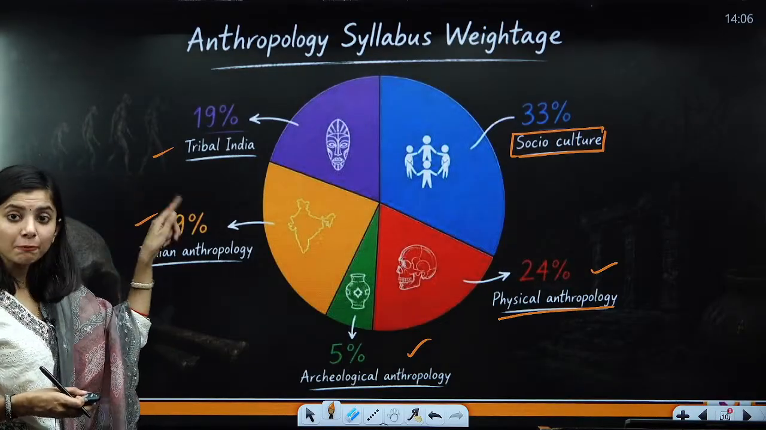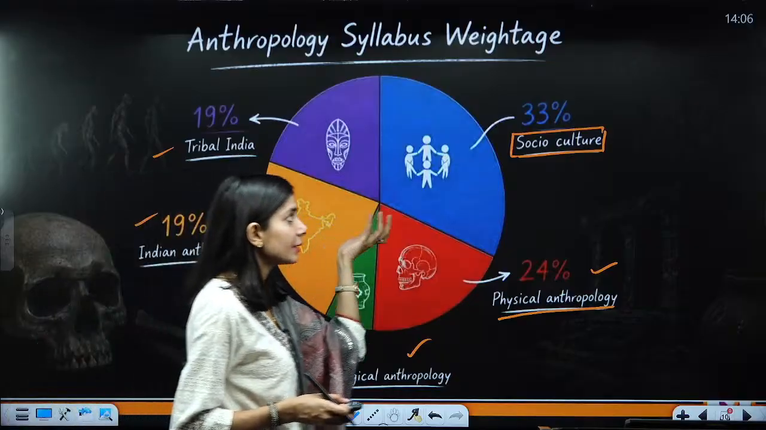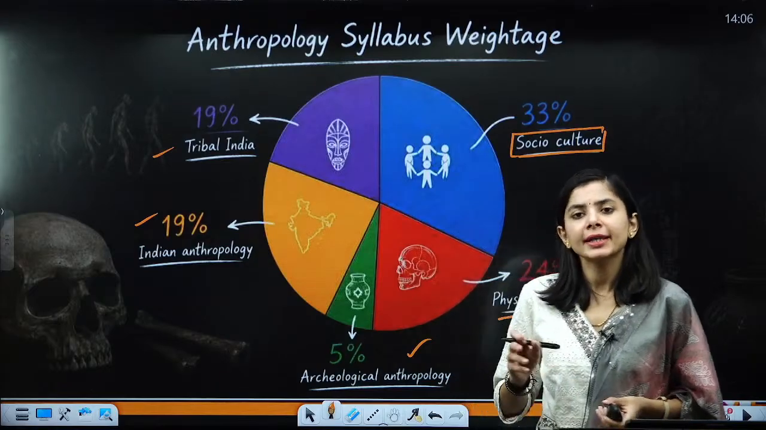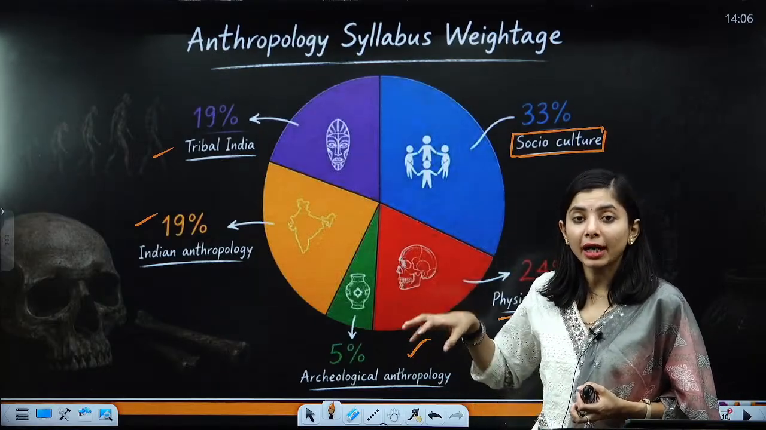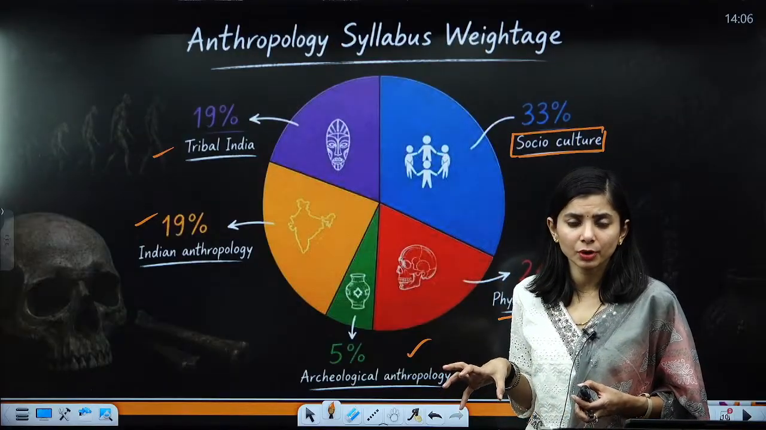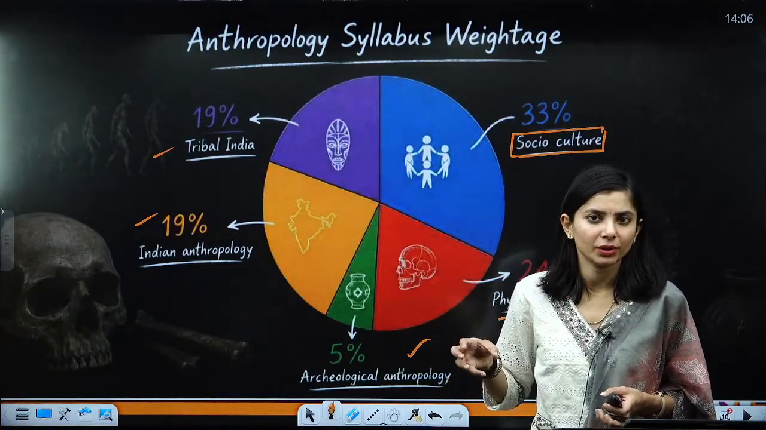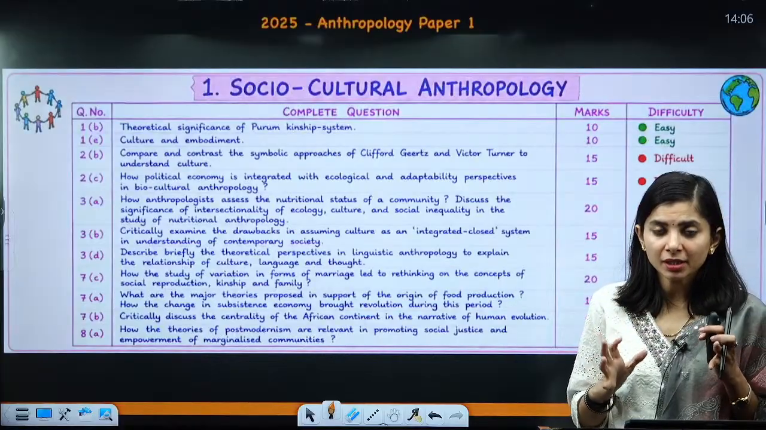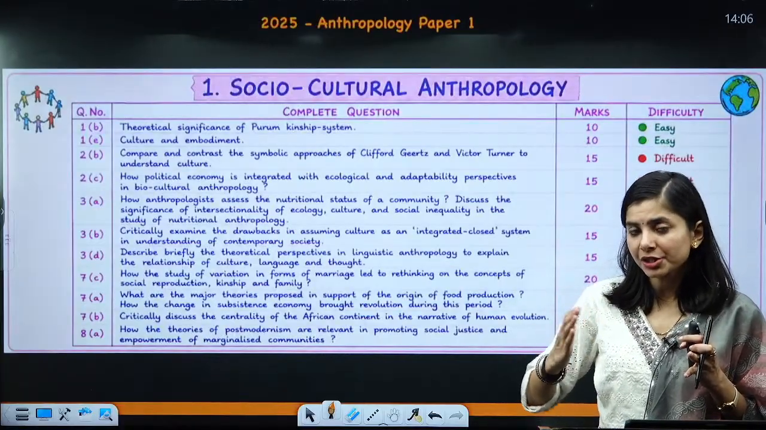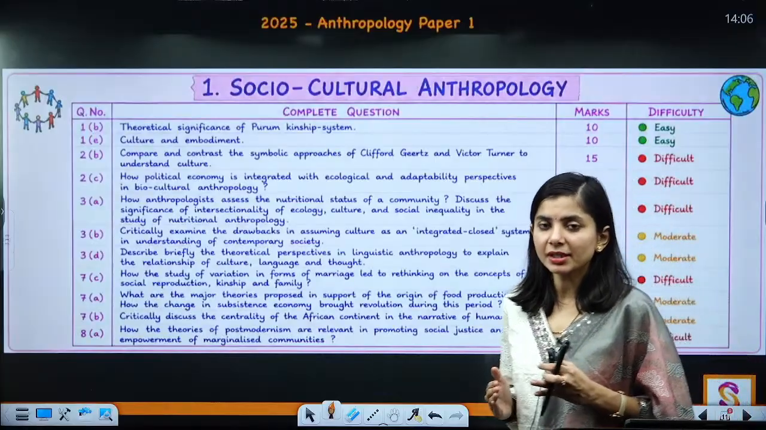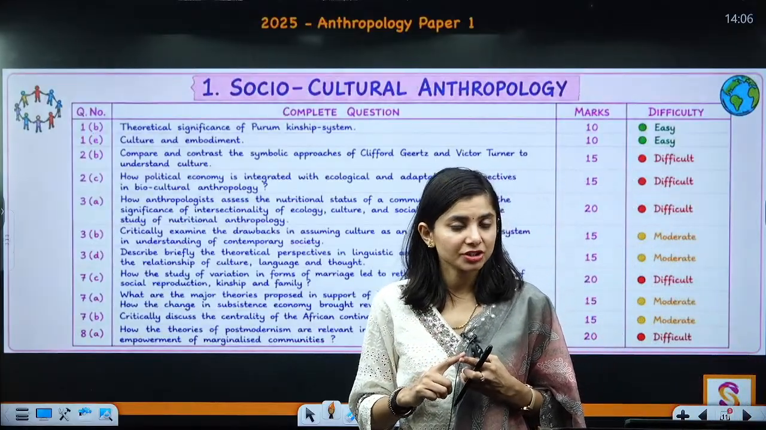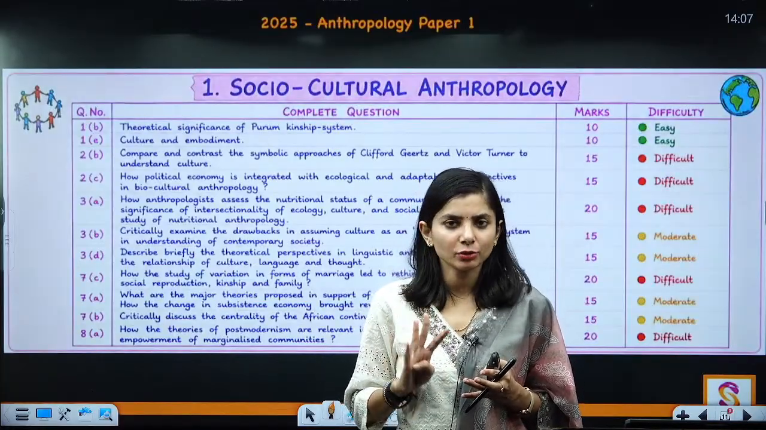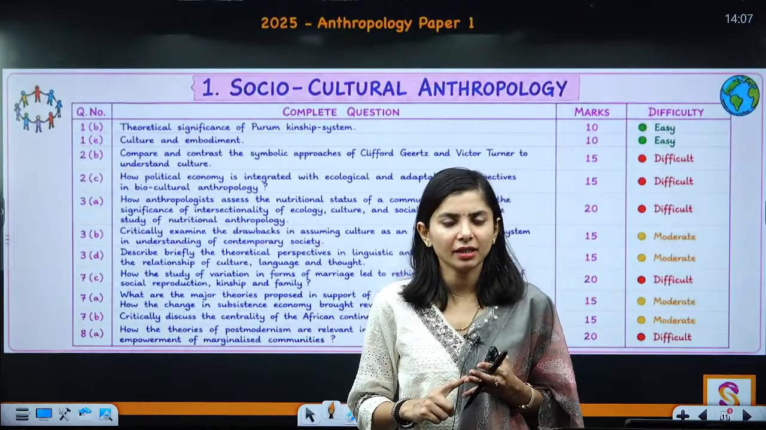So in 5 parts, the socio-culture parts, it basically constitute the largest syllabus. I mean 1/3 we can say. Now let's see if you are giving undue importance to the socio-culture anthropology, you would be on the higher side or not. Okay, now let's see. Here I am demonstrating you the 2025 paper where I divided the questions part wise. Like in the paper 1, I divided it into 3 parts: socio-culture, archaeological and physical. And in the paper 2, I divided it again into 3 parts: Indian, tribal and archaeological.